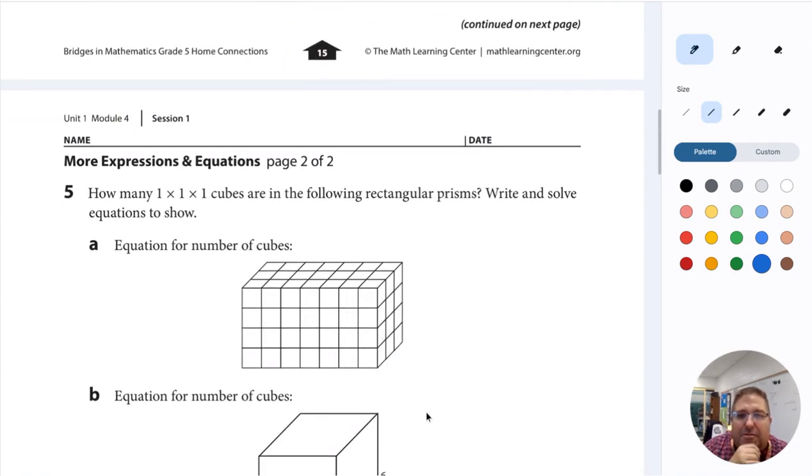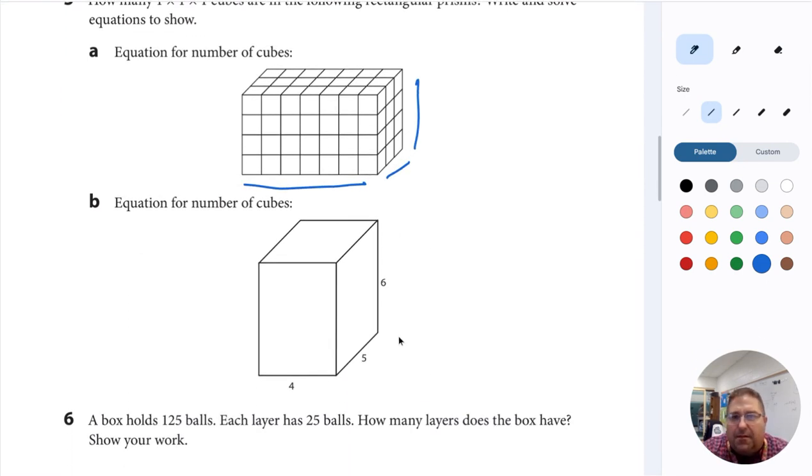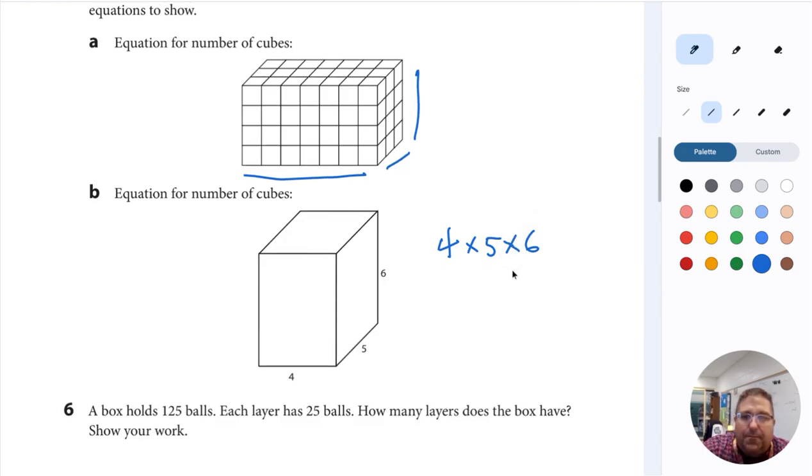How many cubes are here? Again, we're just going to multiply our 3 numbers, whatever these 3 numbers are. Multiply those out. B, they have them written for us. So again, 4 times 5 times 6. So whatever you want to do there, okay?